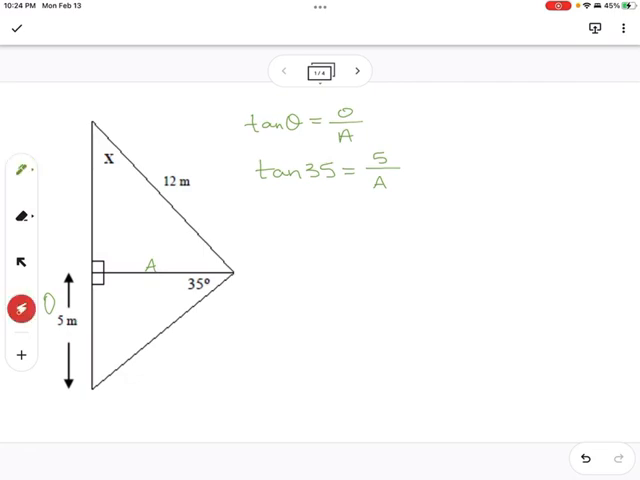We need to rearrange the equation to solve for A. First we're going to move this divide by A to the other side, meaning we're going to multiply. So we'll have A times tan 35 equals 5. Now we still need to get A by itself. That means we need to move the tan 35 to the other side. There's multiplying between these two components, so when we move the tan 35 to the other side, we'll actually be dividing it. So the adjacent side is equal to 5 divided by tan 35.